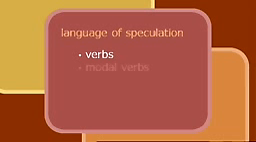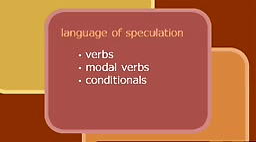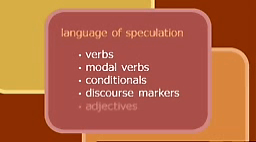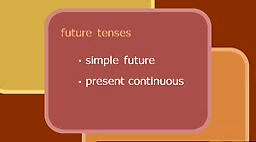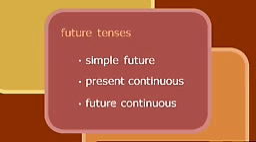And that's all for Study English today. Let's take a look back at the things we've talked about. First, we looked at the language of speculation, the language you use to talk about things that might happen in the future. We saw examples of verbs, modal verbs, conditionals, discourse markers, and adjectives. Then we looked at examples of future tenses, the simple future tense, the present continuous tense, and the future continuous tense.